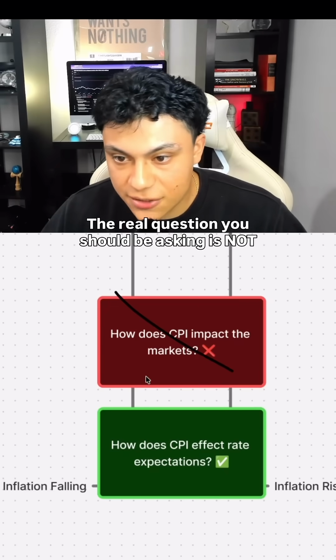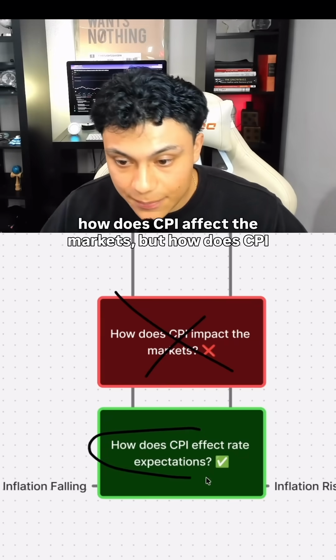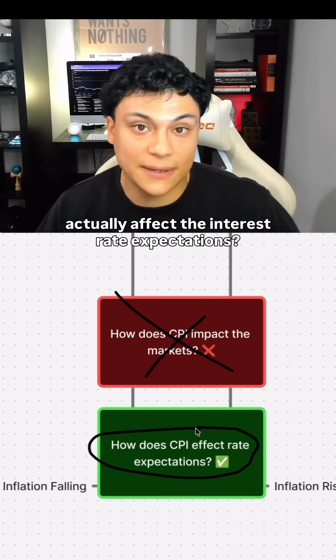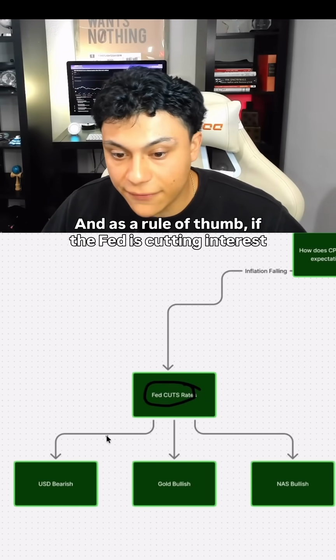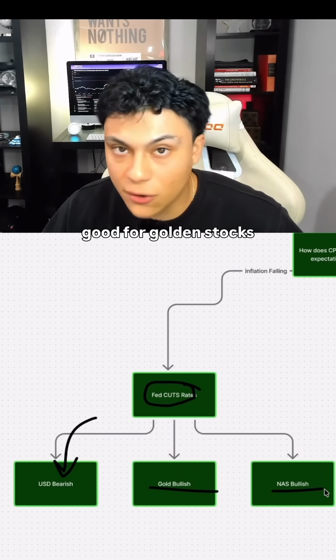The real question you should be asking is not how does CPI affect the markets, but how does CPI actually affect the interest rate expectations? And as a rule of thumb, if the Fed is cutting interest rates, that usually means the USD is bearish and it's good for gold and stocks.